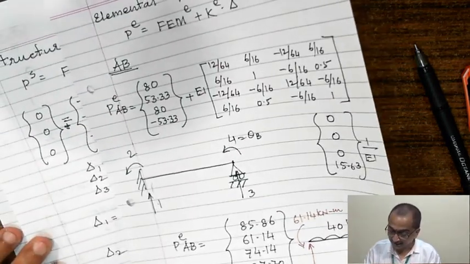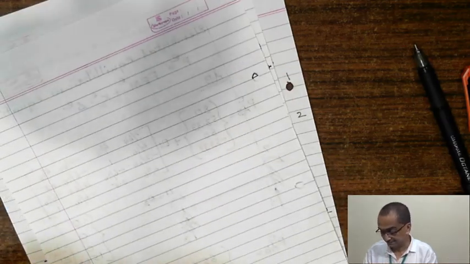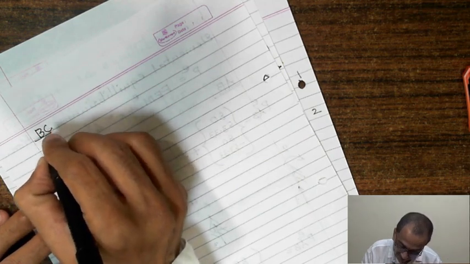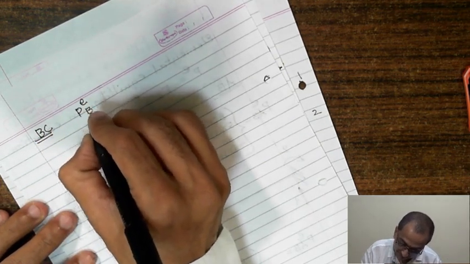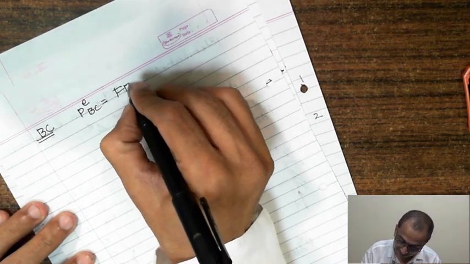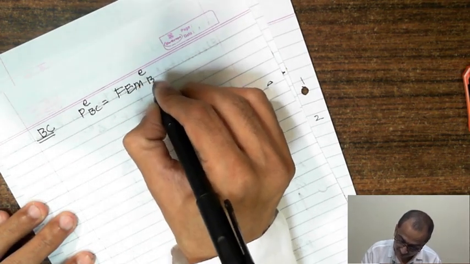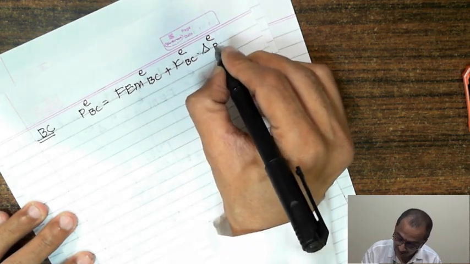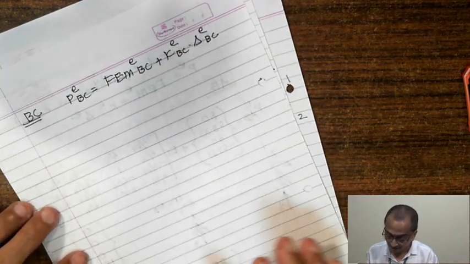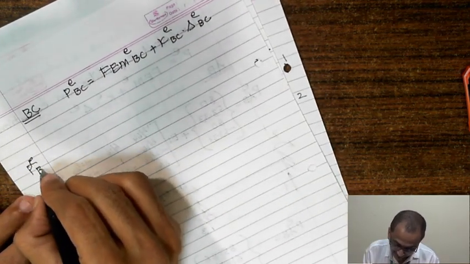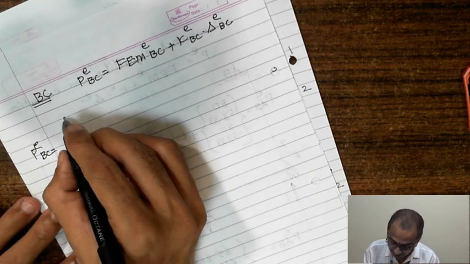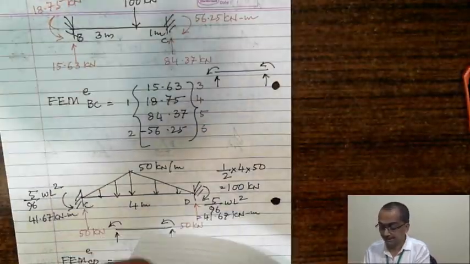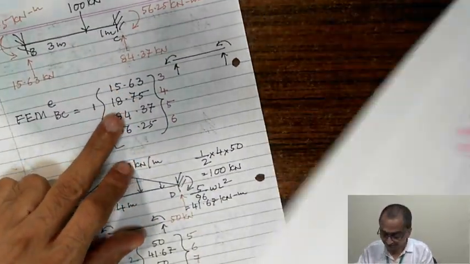Now I am writing similarly P element BC and P element CD. For element BC, the same equation: P element BC is equal to FEM element BC plus K element BC into delta element BC. So what is my P element BC? It is equal to FEM element BC. Where is my FEM element BC? I have already calculated it. Yes, FEM 15.63. I am copying it.